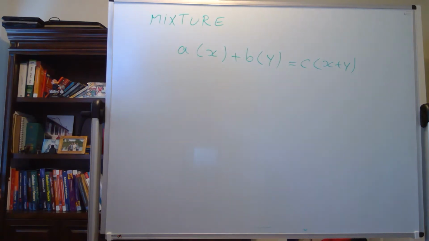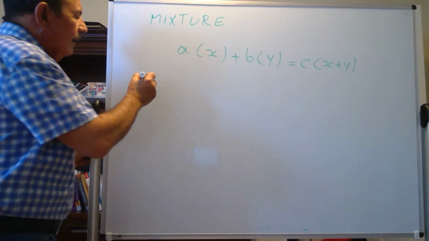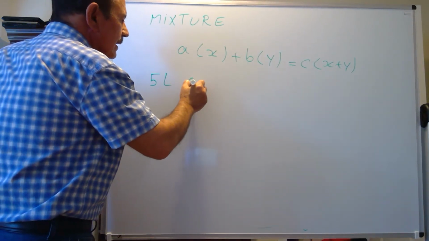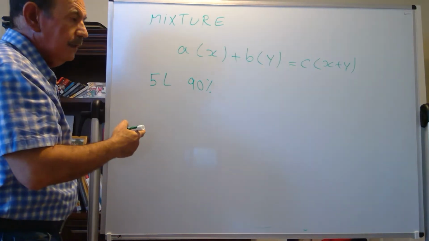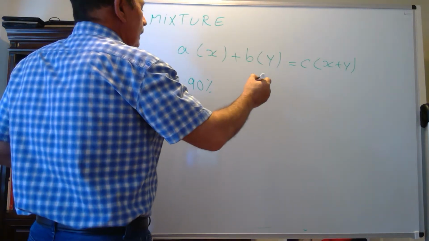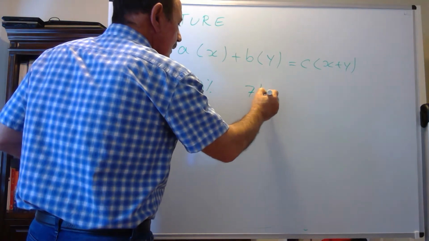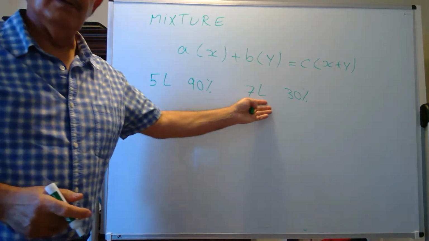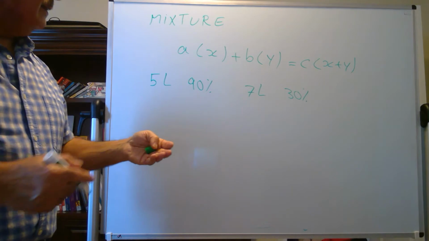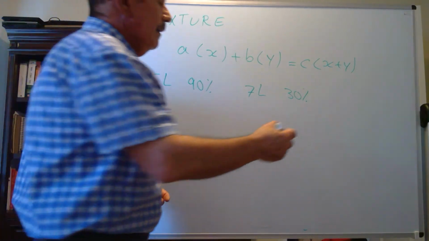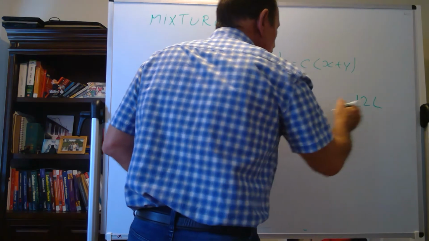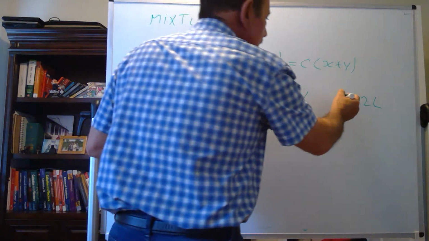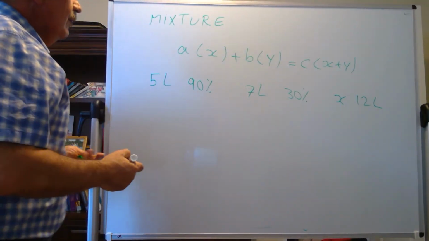Now let's use one example. Let's say I have 5 liters of 90% alcohol solution. Okay. And I have 7 liters of 30% alcohol solution. Okay. If I mix these two, at the end, when I'm mixing 5 liters with 7 liters, I have 12 liters at the result. But what should the percentage of the solution be? I don't know this one, so I name it X. Okay, so look at here.